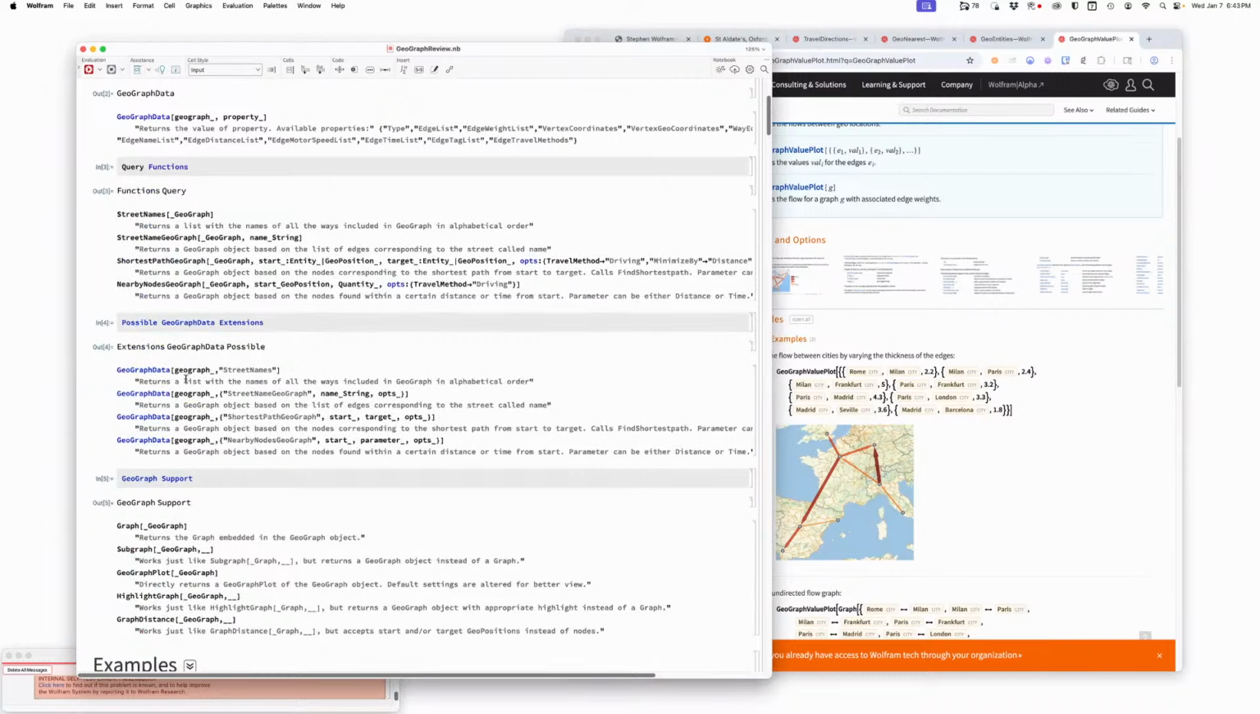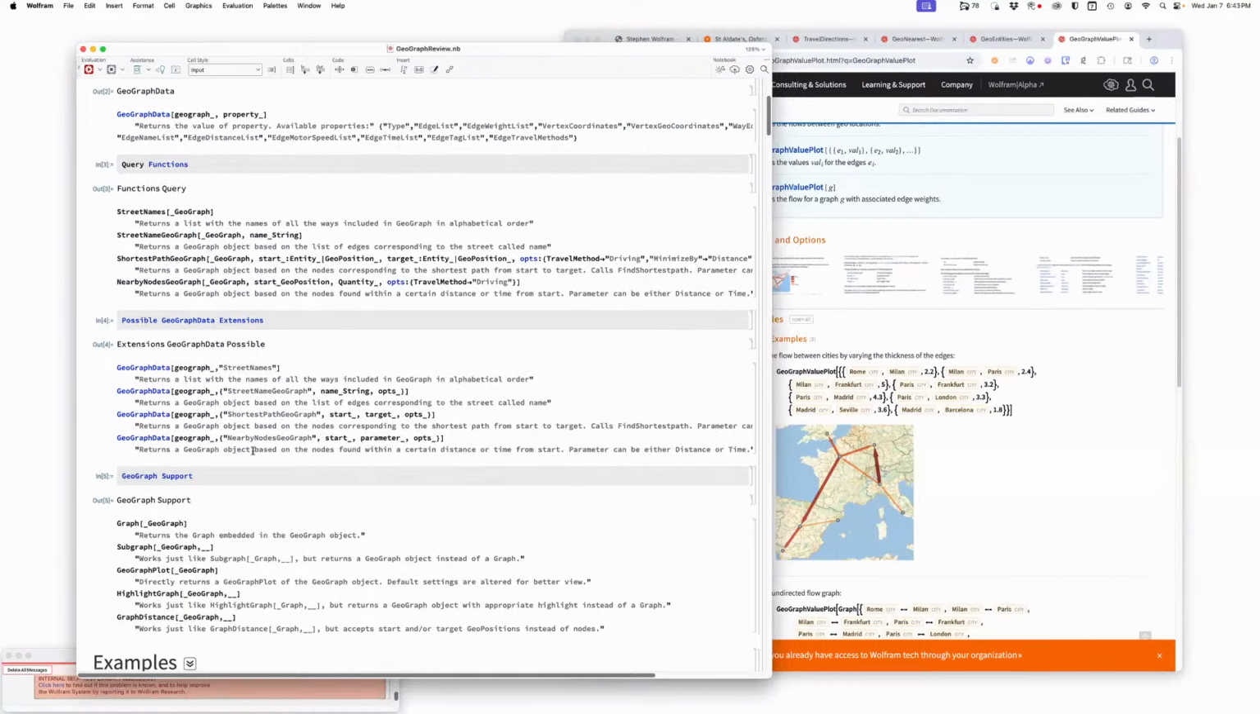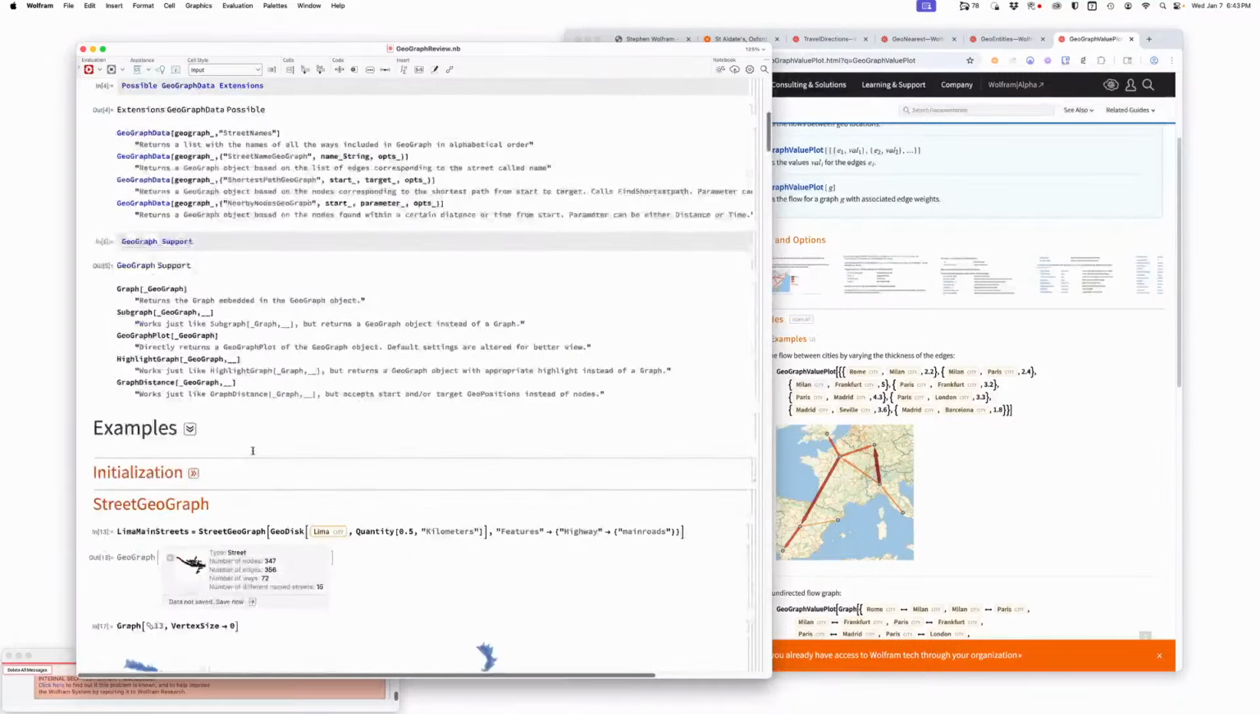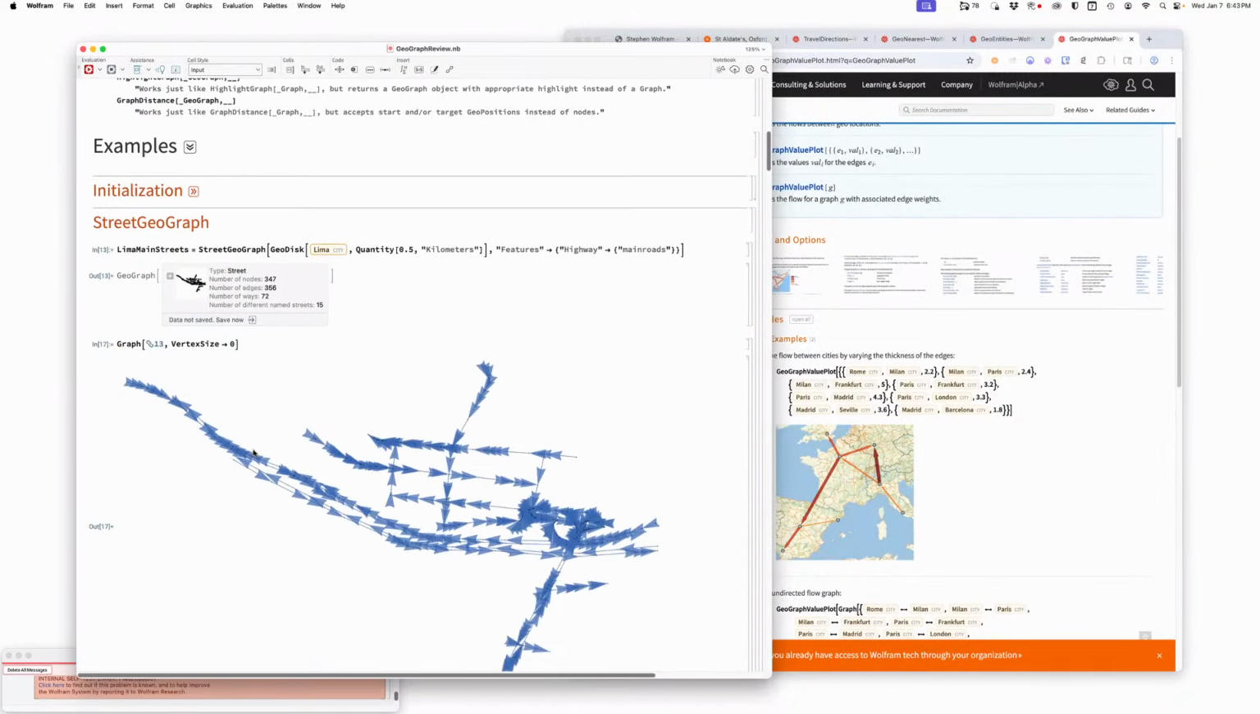I don't know what this is. So we created this GeoGraph data function that works like an extractor for the properties of the GeoGraph. Okay, we'll talk about that another time.